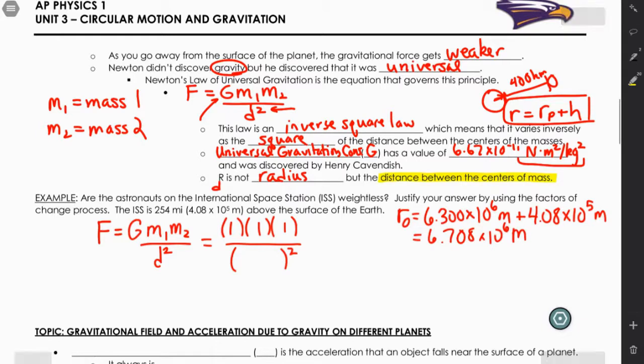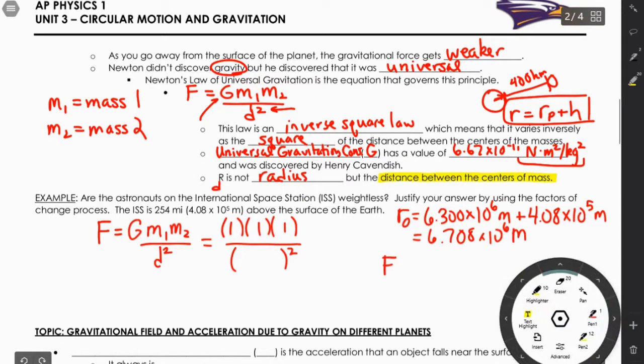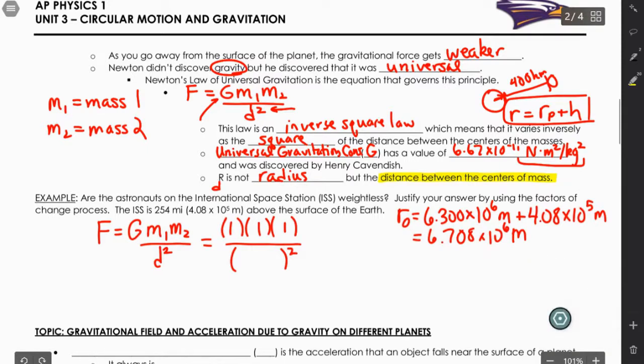Okay, and so what is my factor between, so what is the ratio of the orbital radius to the radius of Earth? Because when we compare, we're comparing their gravitational pull here on Earth. So we're going to do the orbital radius over the radius of the planet. So it's going to be 6.708 times 10 to the 6th, divided by 6.3 times 10 to the 6th. Okay, and so we're going to get a factor of change of 1.0648, and that's going to go in the parentheses that I wrote down already.